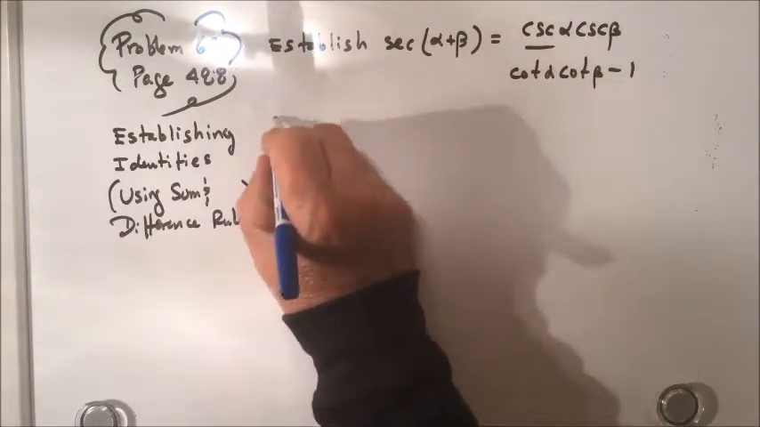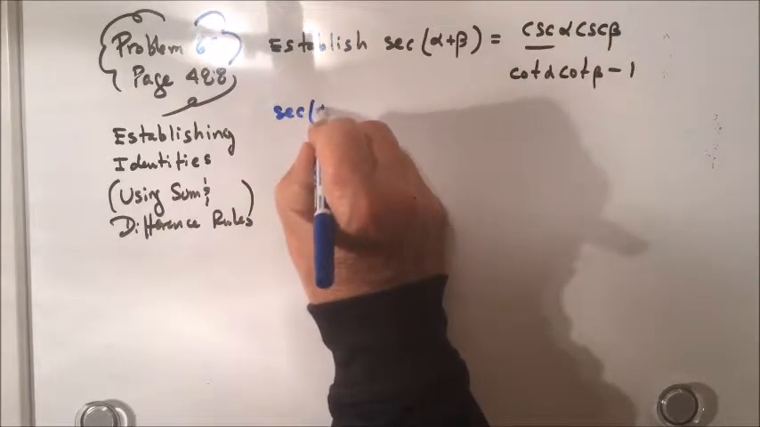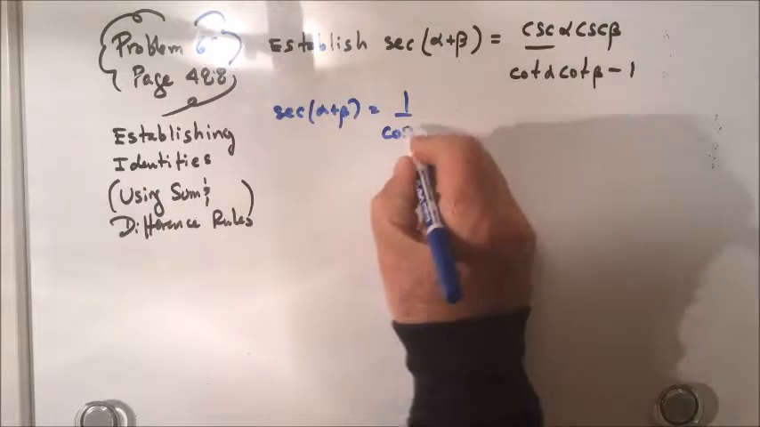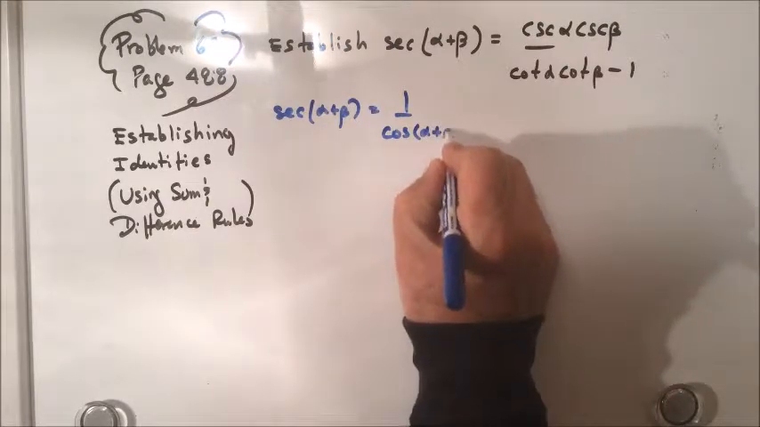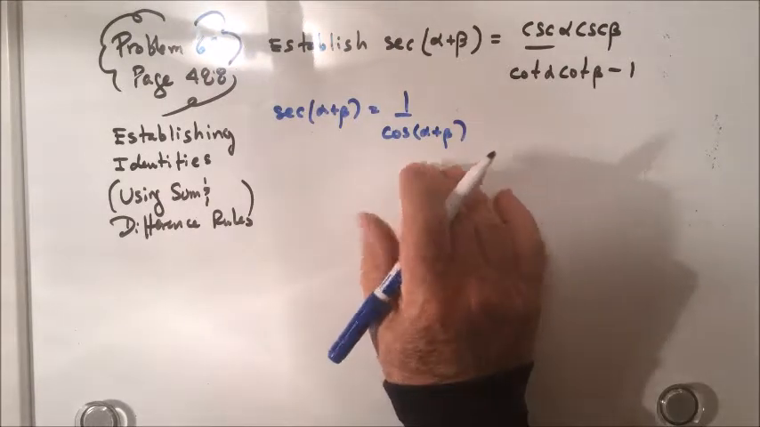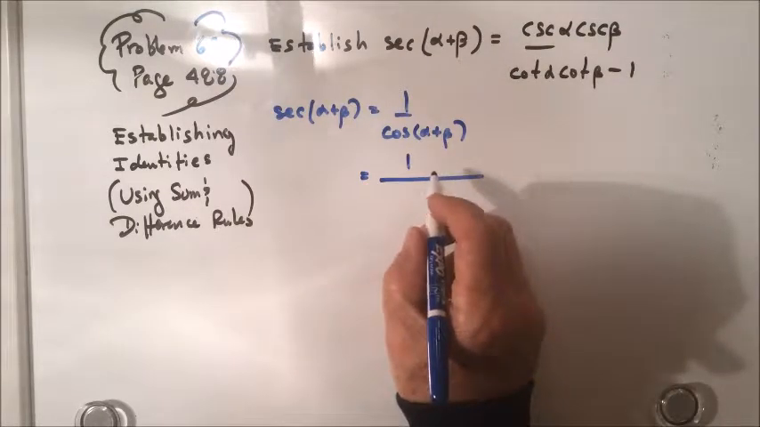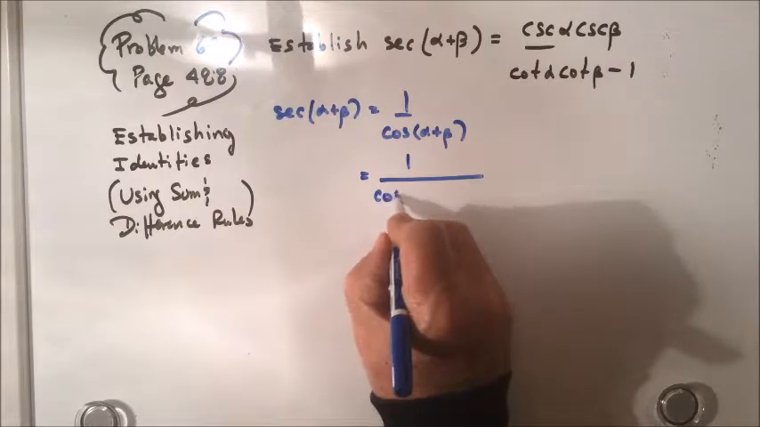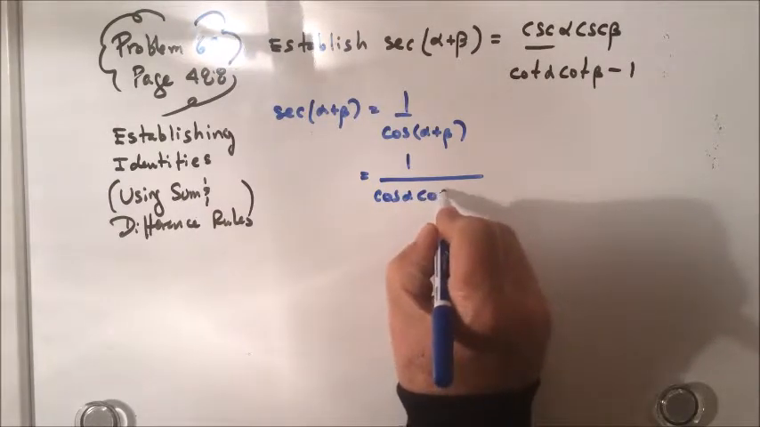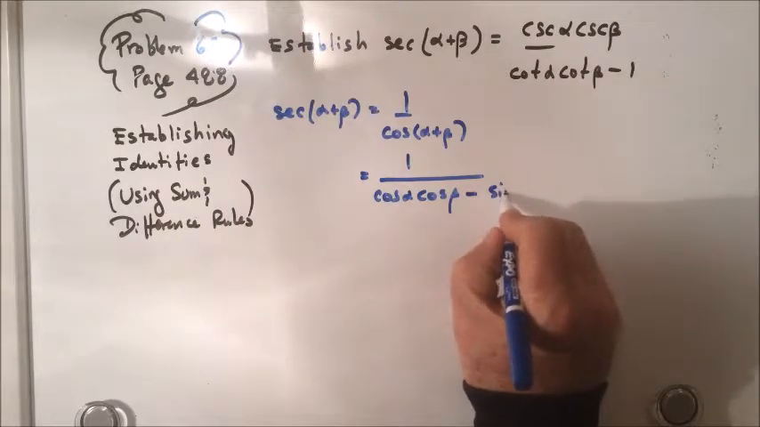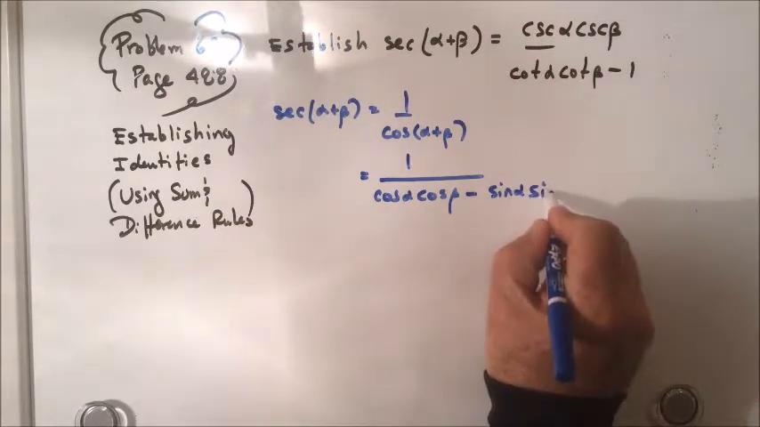Here is the secant of alpha plus beta. We're going to call that 1 over the cosine of alpha plus beta, and then we're going to insert the formula for the cosine of alpha plus beta, which is cosine alpha, cosine beta. It's got a plus, so a minus goes here, sine alpha, sine beta.